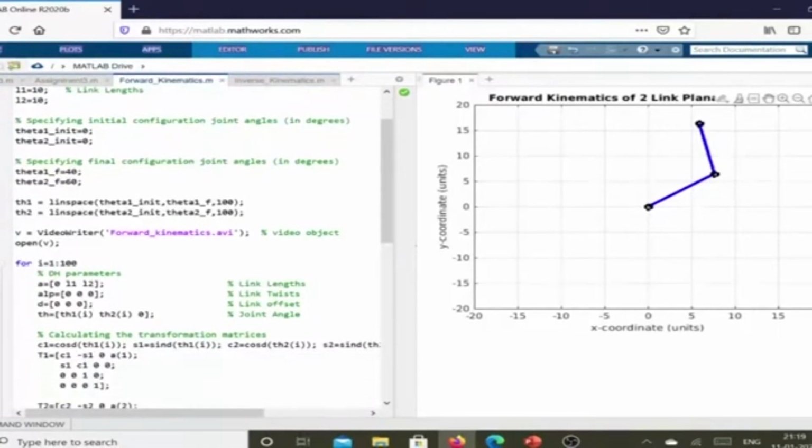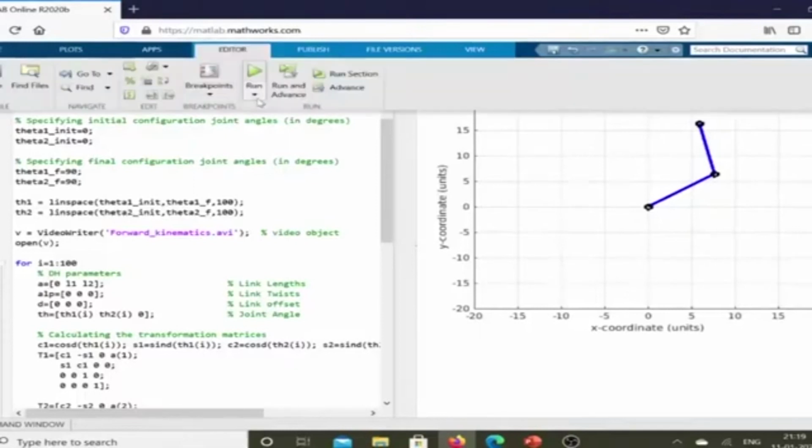So what is the input? Input is the joint angles, right? Theta 1 and theta 2. So now suppose I put different joint angles. Let me make this 90, and let me make the other one 90 also. Theta 2 is also 90. Now let me run it and see what it does.